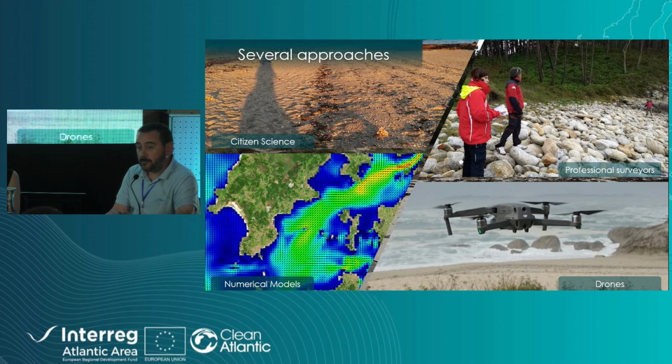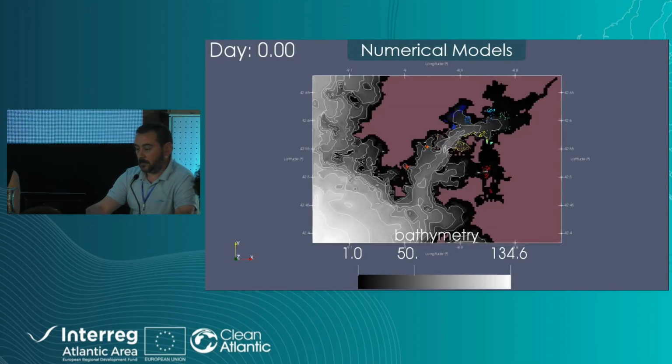So throughout the whole process, we have worked and focused on this type of accumulation area. We have had a number of approaches. We have used citizen science with the students of high schools in the Arosa Island. We have done monitoring with professional technicians. We have worked with drone images, and we have, above all, worked thanks to the models that have been developed with numeric models.